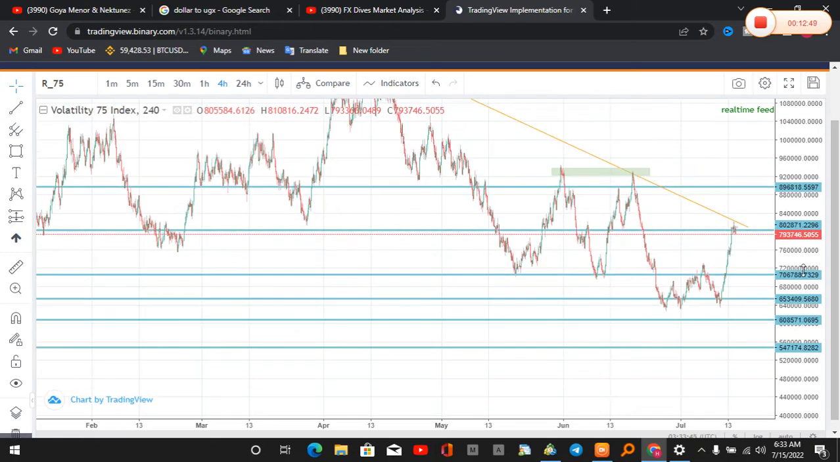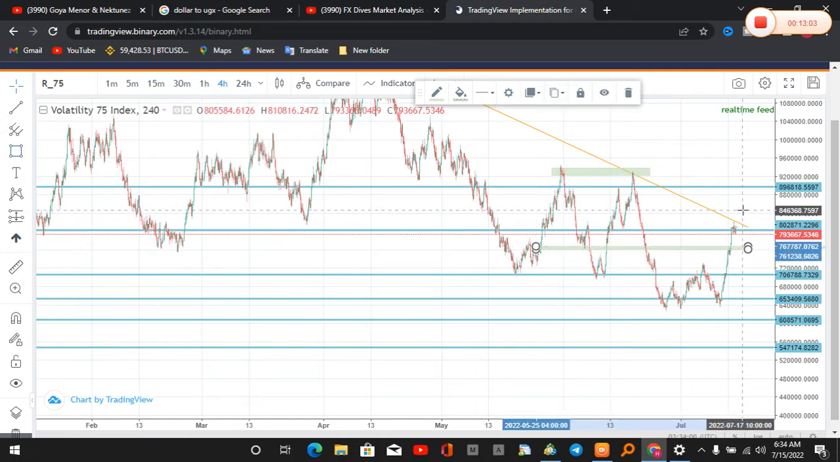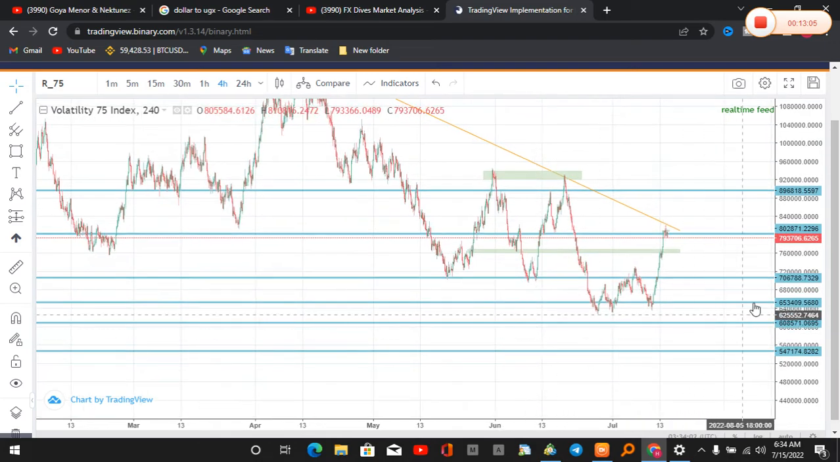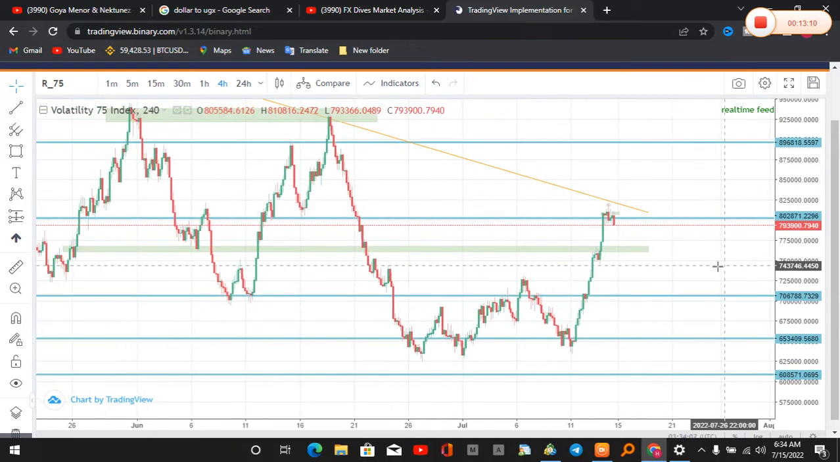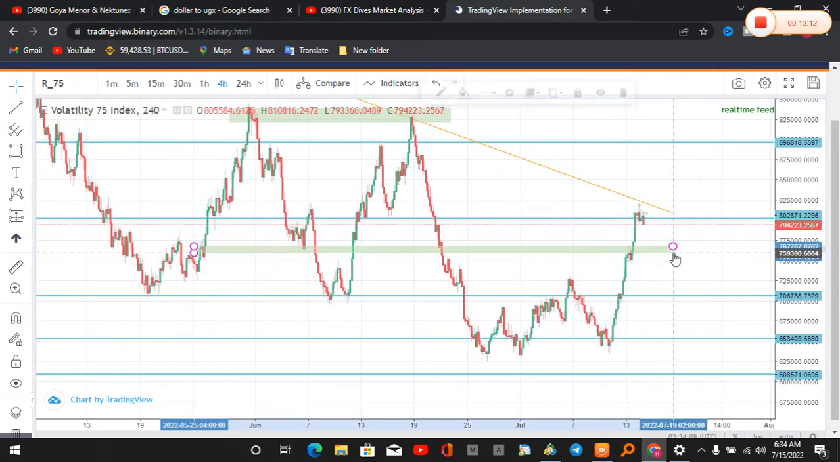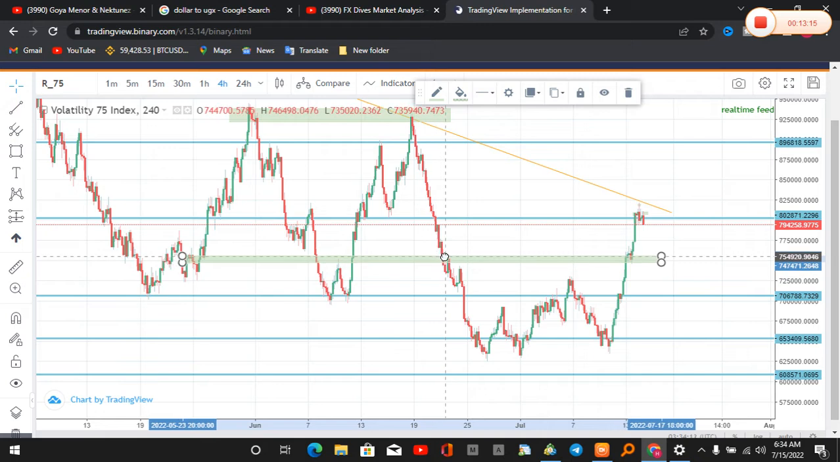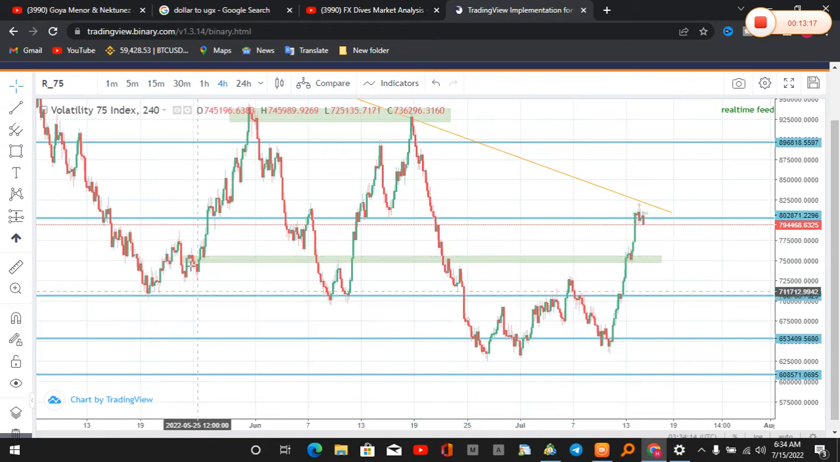So you must come back to the higher time frame in order to get those reversal areas whereby you expect the market to be reversing. So when you zoom out, you can see that on this particular level which I have drawn our zone, this level has been respected by the market so many times. 1, 2, 3, 4. It has been respected 4 times.